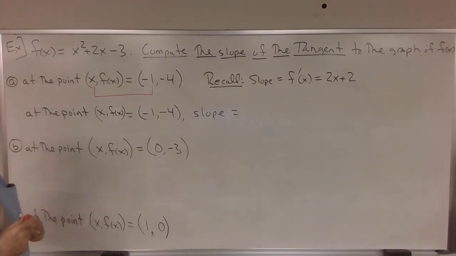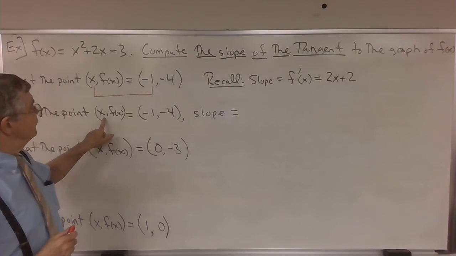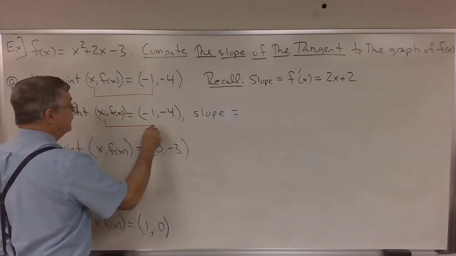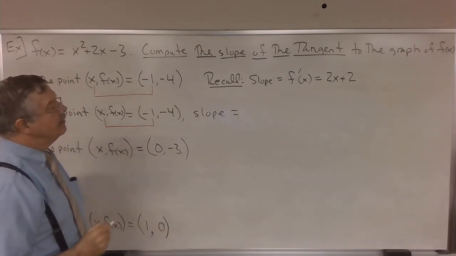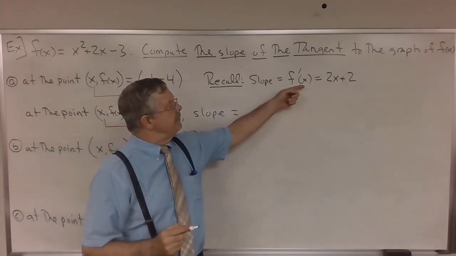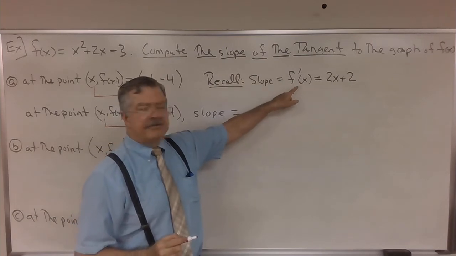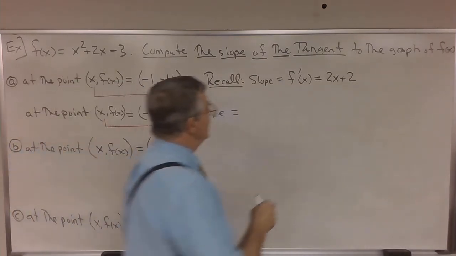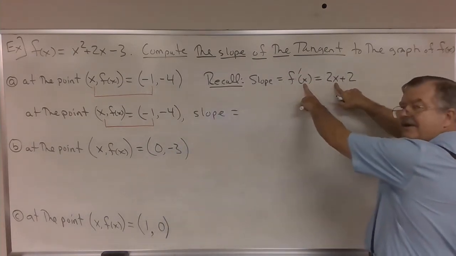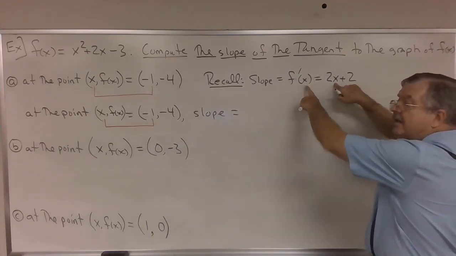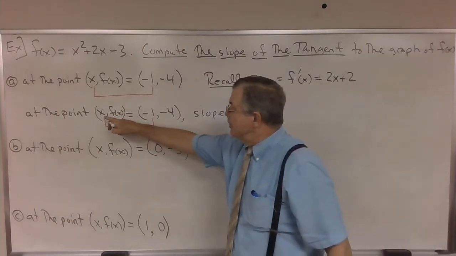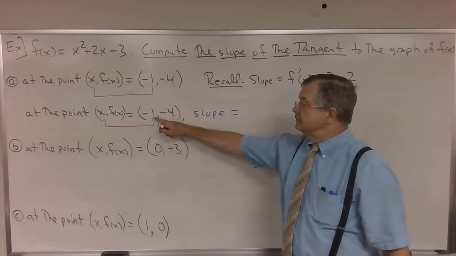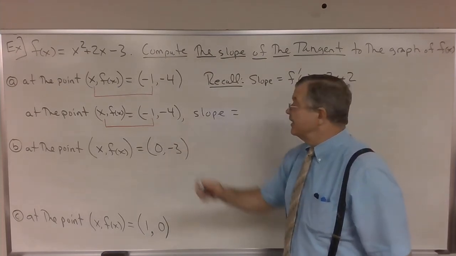Now, to get the slope at this point, what do I do with this formula? It's a function of x, isn't it? So what do I actually plug in here for x to get the slope of the tangent when x is equal to -1? Shouldn't we just plug this in?